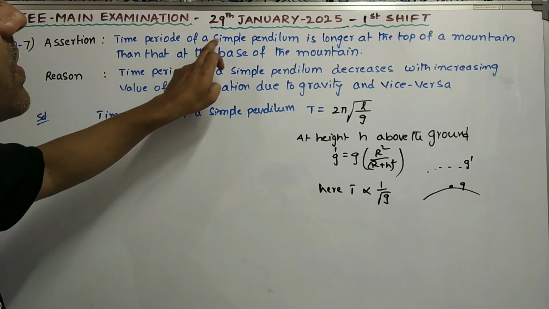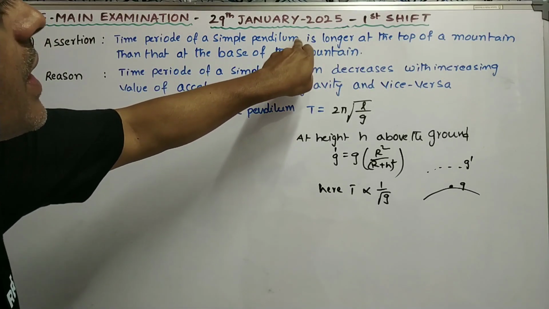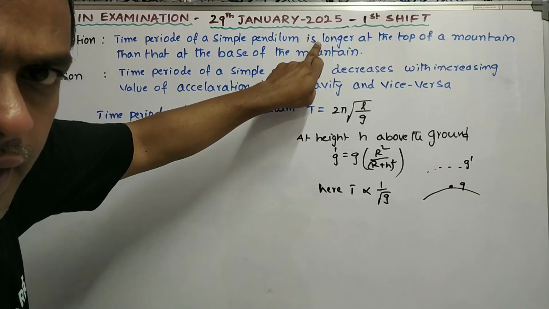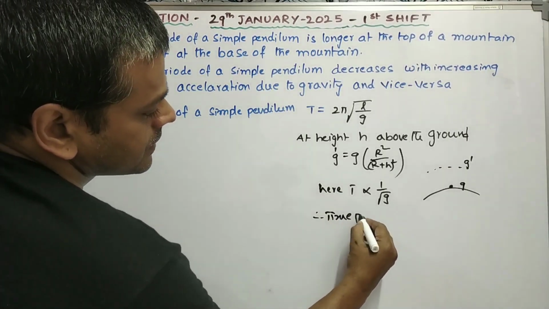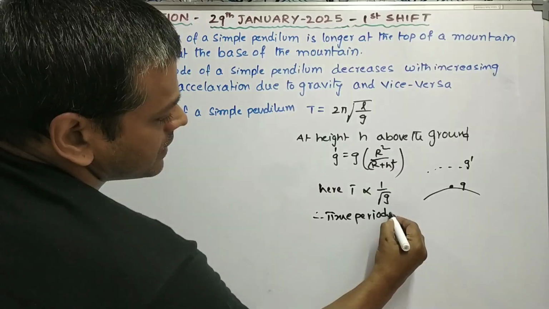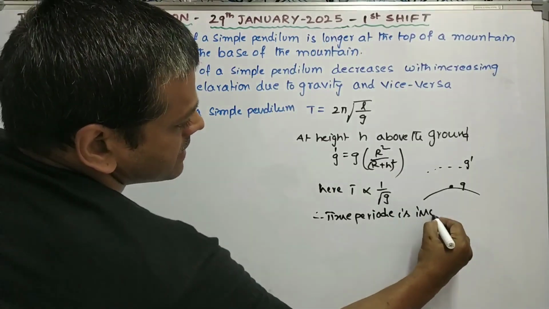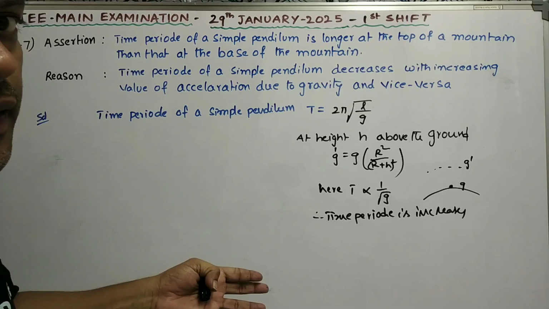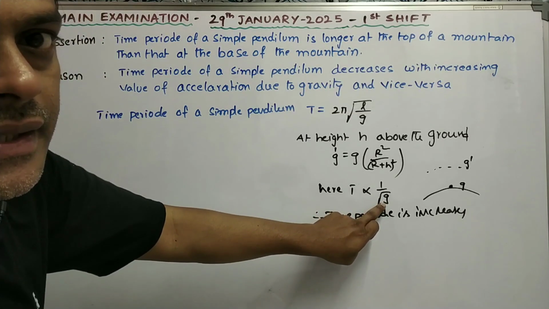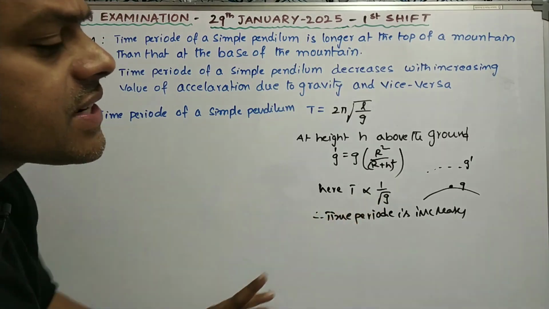So the period of a simple pendulum is longer. That means the period of the simple pendulum increases. Therefore, time period increases. Why? Because g decreases, T increases. Both are inversely dependent.